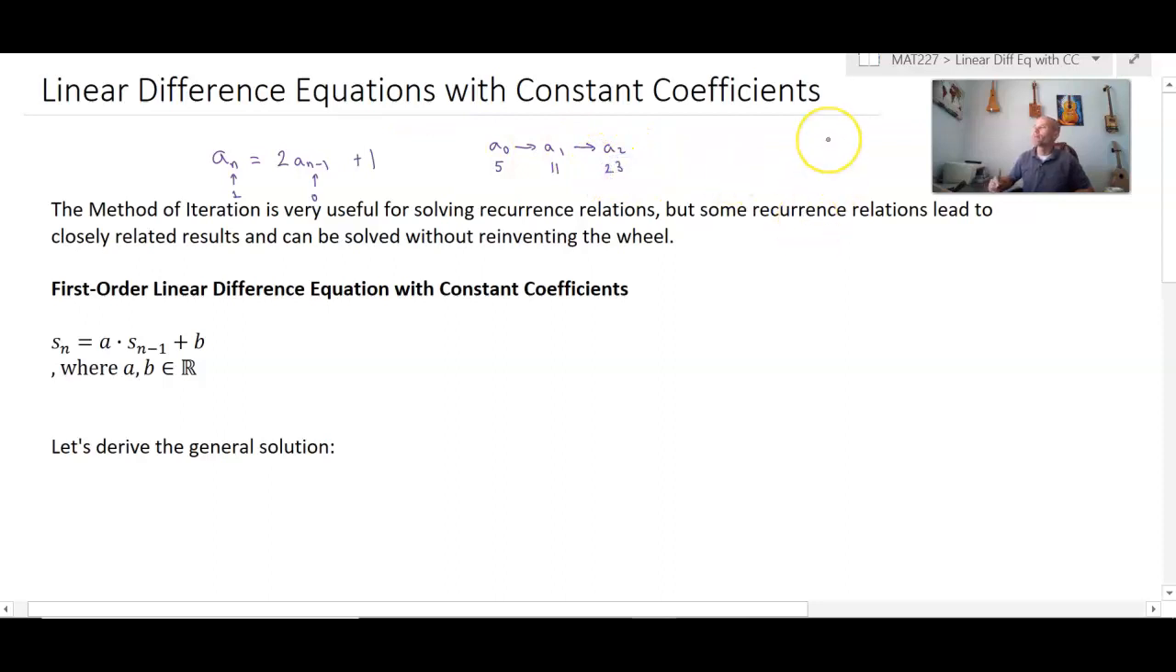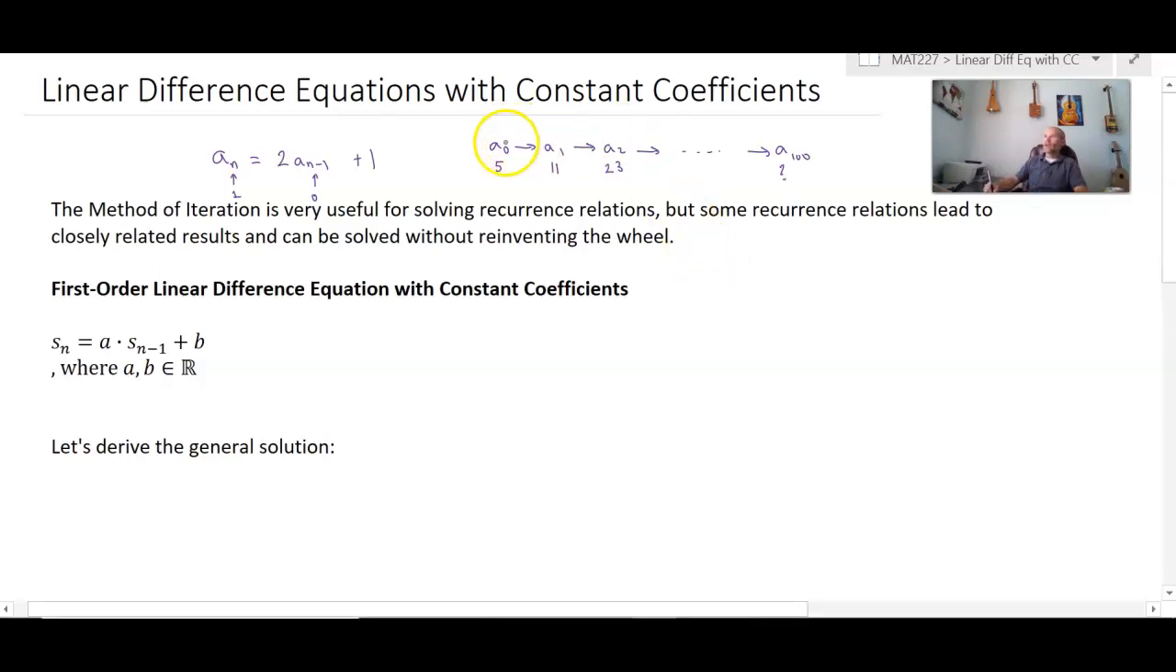23. The problem, or the general issue with this, is that if I wanted to get to, say, A100, I would have to do 99 iterations of this process. Actually, 100 iterations. I'd have to go A1, A2, A3, all the way up until I get to A100. And this is a costly process because it requires a lot of computation to get there.